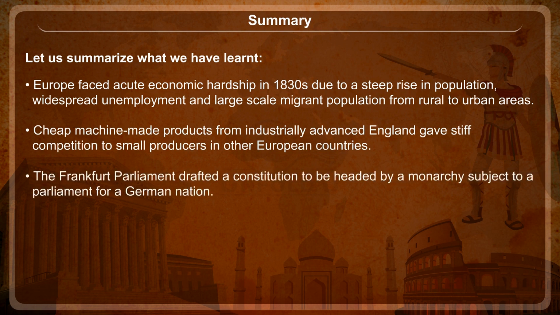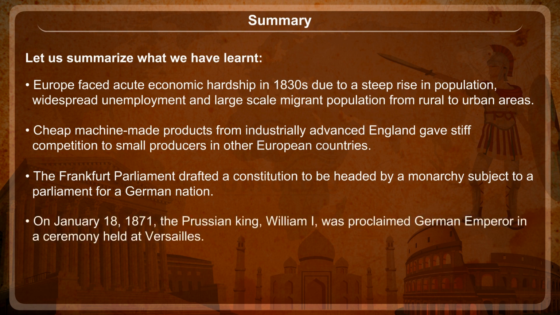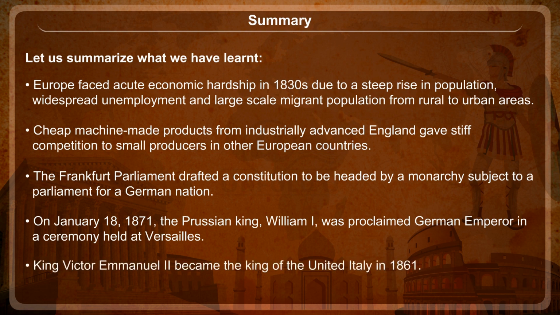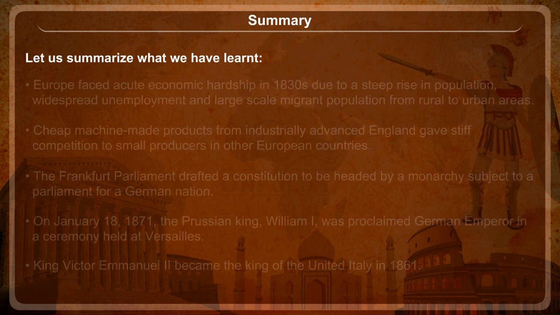The Frankfurt Parliament drafted a constitution to be headed by a monarchy subject to a parliament of a German nation. On January 18, 1871, the Prussian king William I was proclaimed German emperor in a ceremony held at Versailles. King Victor Emmanuel II became the king of the United Italy in 1861.